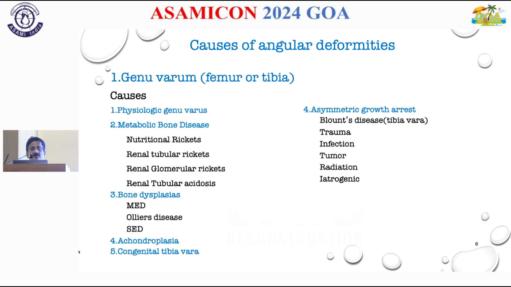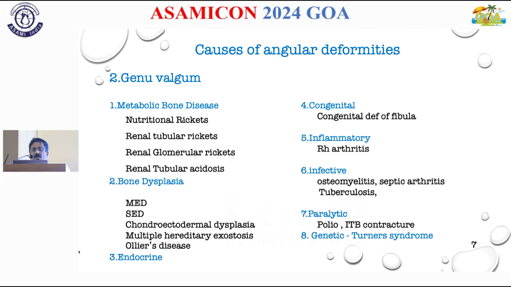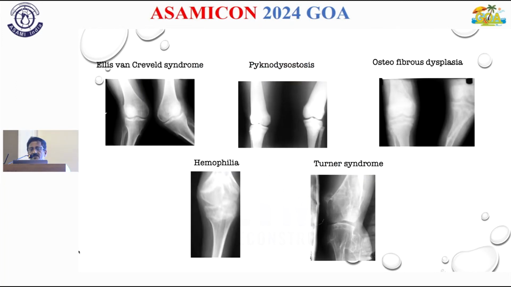If you look at the causes, they can affect both the femur or tibia: physiologic genu varum, metabolic bone disease, bone dysplasias, achondroplasia, congenital tibia vara, and asymmetric causes like Blount's, trauma, infection, tumor, radiation, and iatrogenic. Similarly you have valgus deformity, and various syndromes are associated with valgus deformity.